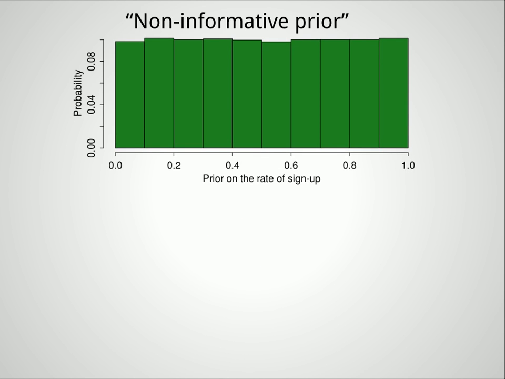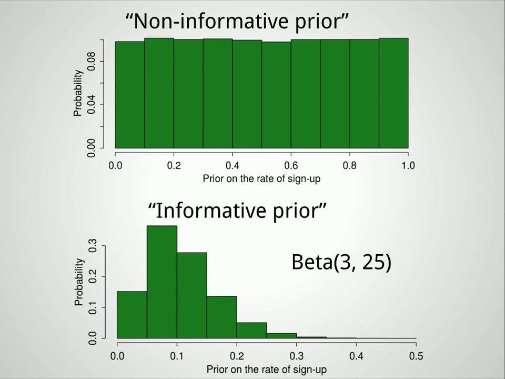So here is the uniform distribution we're using right now as the prior for the sign-up rate. A uniform prior is sometimes called a non-informative prior, as it really doesn't contain that much information with regards to what the sign-up rate could be. And here is a proposal for what a more informative prior could be. This is a beta distribution with the alpha parameter set to 3 and the beta parameter set to 25. But the specific parameter values really don't matter here. What matters is what shape the distribution has.